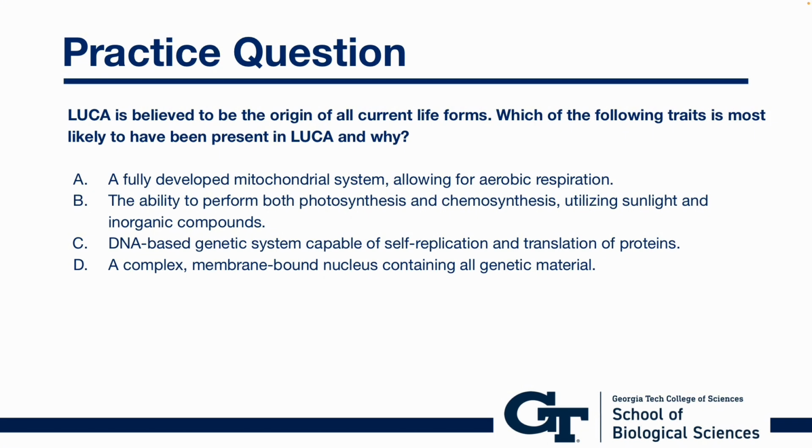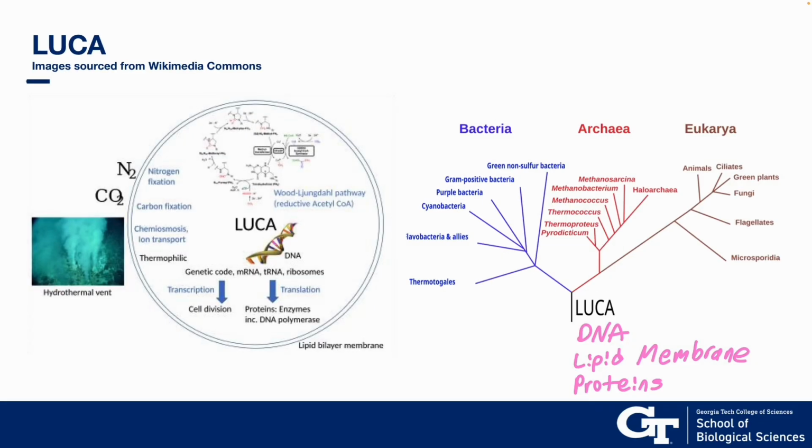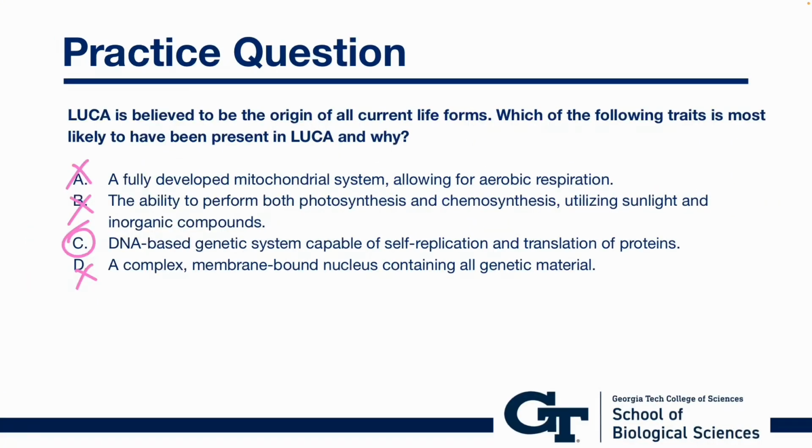So now we're asked, what's present in LUCA? And hopefully we know this now, right? Let's look at these. A membrane-bound nucleus. LUCA's the universal ancestor to all three domains of life. Do bacteria and archaea have nuclei? No, so it's not this. Can bacteria, archaea, and eukarya all perform photosynthesis? No. Do we have a fully developed mitochondrial system? No. So the answer is the use of DNA-based genetic code. We see this right here. All three only have DNA, membranes, and proteins in common, so the correct answer is DNA.